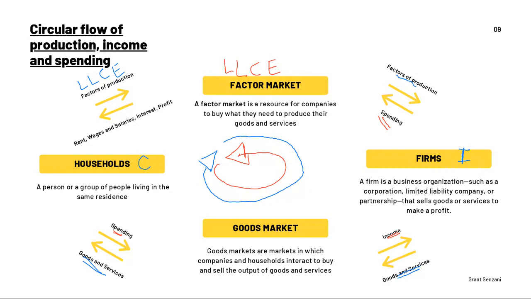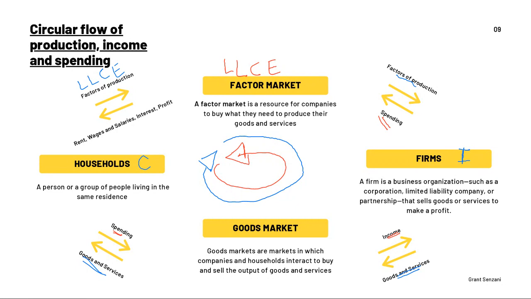When we look at households, they receive income because of their factors of production, and then the factors of production obviously go to the firms. The firms then have goods and services that they create, which go to the goods market, and those goods and services then go to households. Good, awesome. Thanks for asking. Lesedi, I saw your hand. Talk to me.